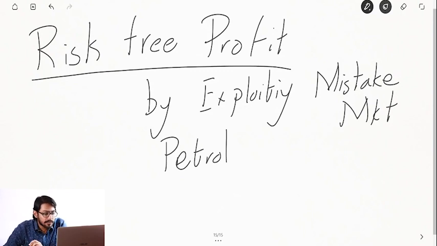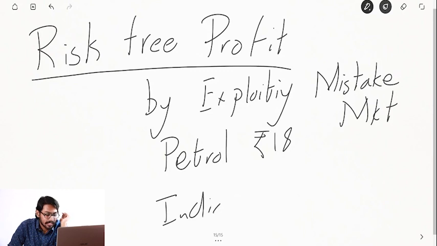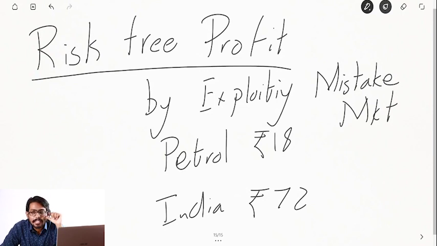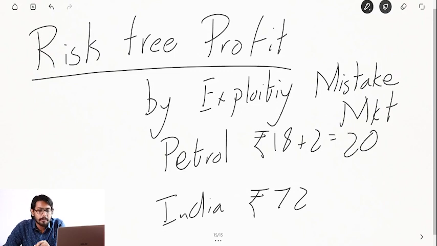Petrol is worth rupees 18 in Saudi Arabia. In India, its price is rupees 72. Now suppose the transportation cost for bringing a huge shipment is rupees 2. If you include the transportation cost also, petrol should come at rupees 20. But in India, petrol is selling for 72, which is a mistake in the market.